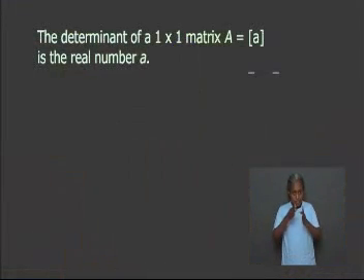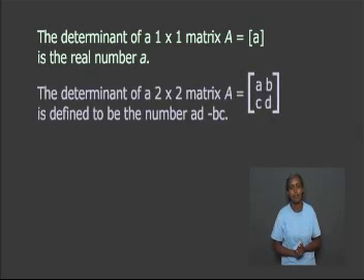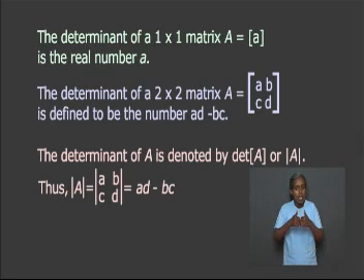The determinant for a matrix with only one element is equal to that element. The determinant for a matrix with 2 rows and 2 columns is a bit trickier. For instance, in this example, the determinant is the number that results from the equation AD minus BC. This is how we express the determinant of a matrix.